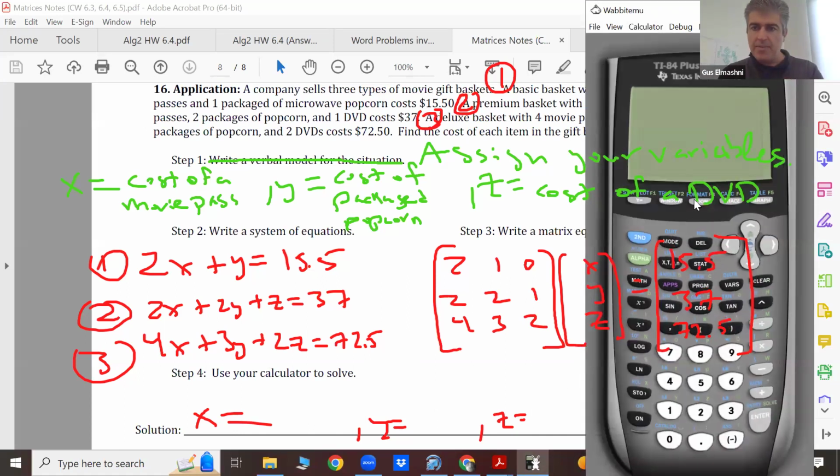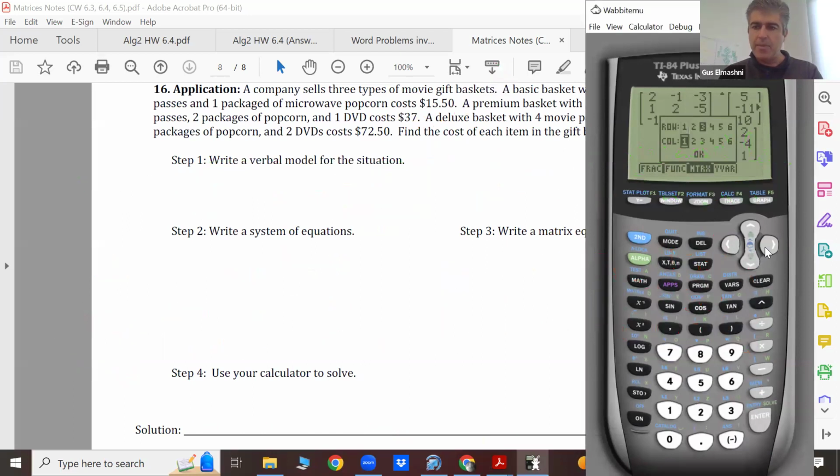So alpha, zoom. Let me clear my screen for a moment. I have a 3 by 3, right? I got 2, 1. Then what was it again? It was 2, 2, 1. And the last one was 4, 3, 2. Raise it to the 1 power. Alpha zoom. And it literally just takes a minute. Just be patient.